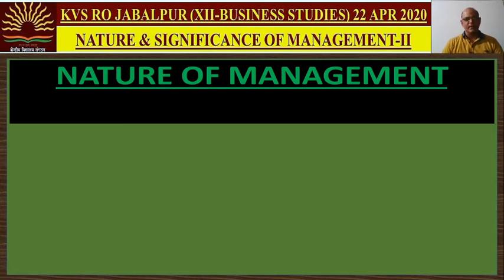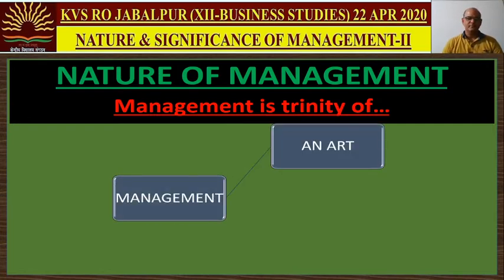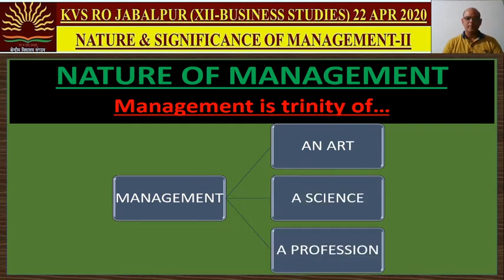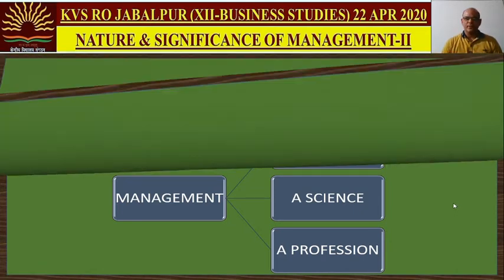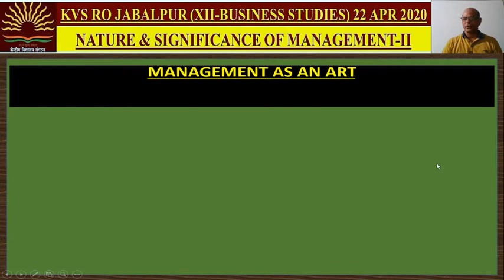What is management? Management is the trinity of art, science and profession also. It means management possesses the features of an art, a science, and also some features of a profession. Let us discuss them one by one. First of all, let us discuss how management is an art.